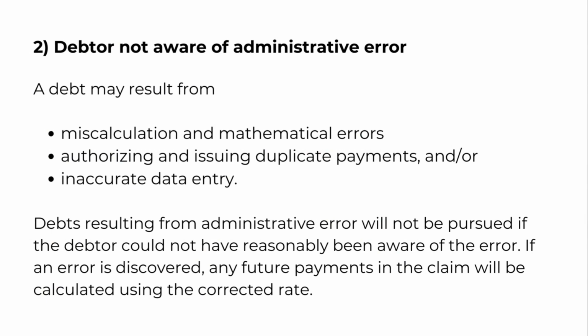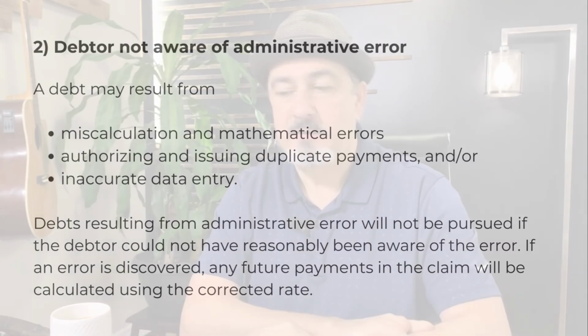A debt may result from a miscalculation and mathematical errors, authorizing and issuing duplicate payments, and/or inaccurate data entry. Debts resulting from administrative error will not be pursued if the debtor could not have reasonably been aware of the error. If an error is discovered, any future payments in the claim will be issued using the correct rate.